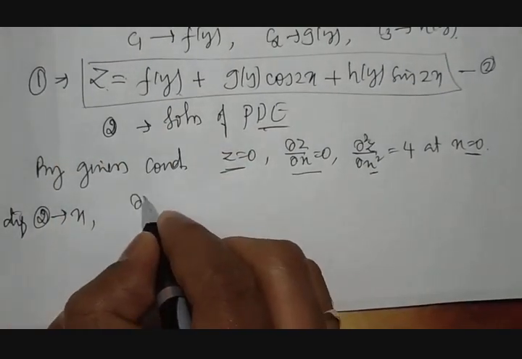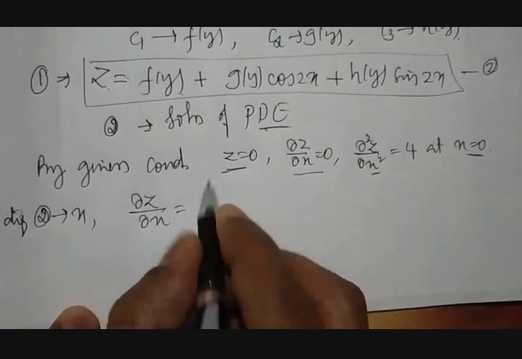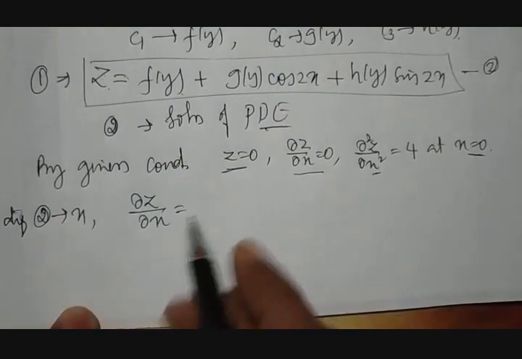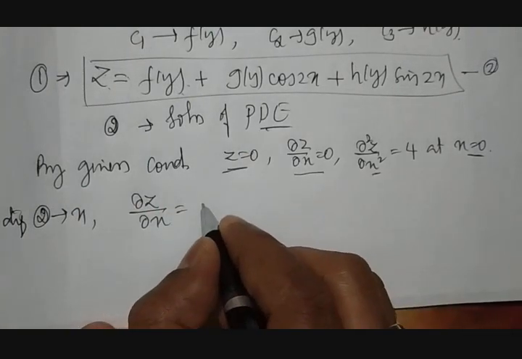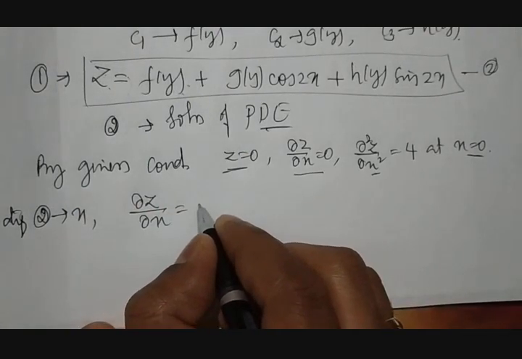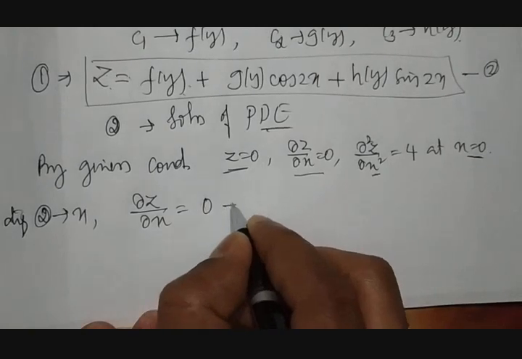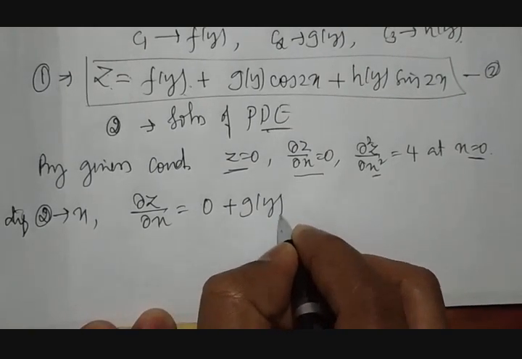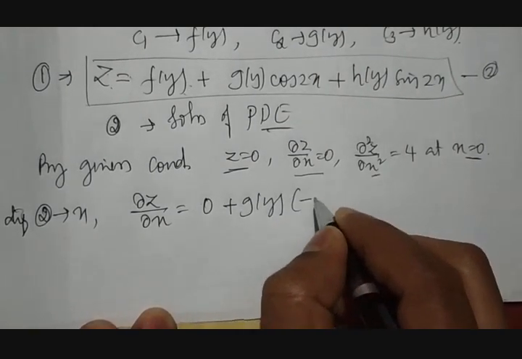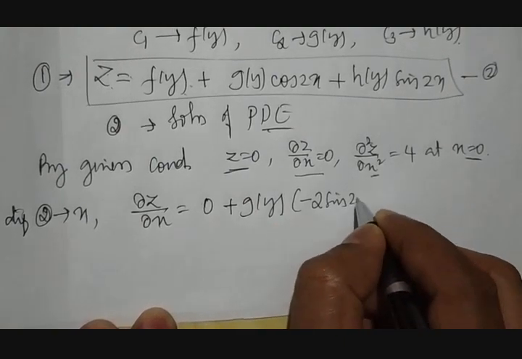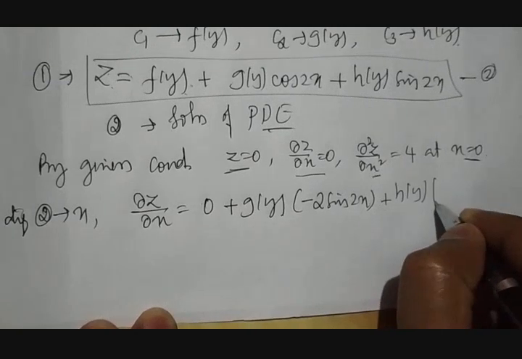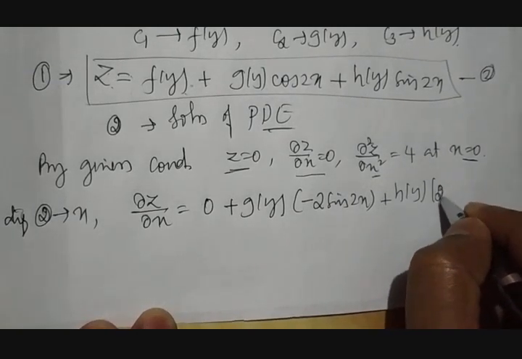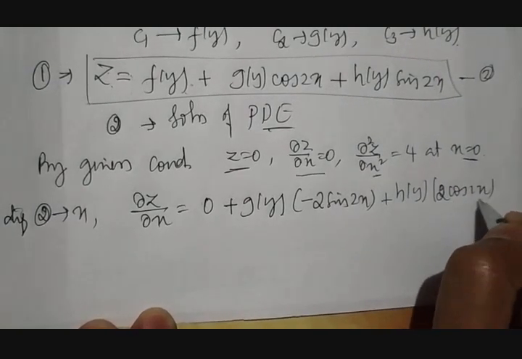What do we get? ∂z/∂x, the differentiation of z with respect to x, is equal to the differentiation of f(y) with respect to x, which will be 0, plus g(y) common. Then the differentiation of cos 2x is minus 2 sin 2x, plus h(y) constant, and the differentiation of sin 2x is 2 times cos 2x.